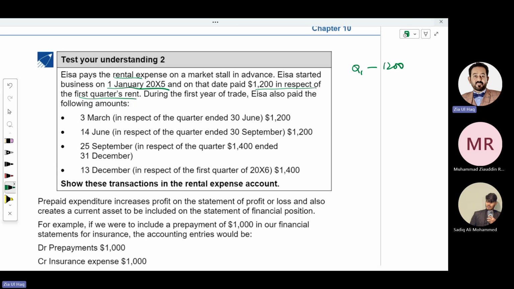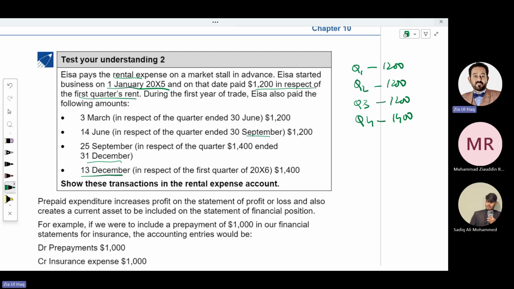3rd March he paid in respect of the quarter ending 30th June. April, May, June mean it's relating to quarter two. How much he paid? 1,200. And 14th June he paid in respect of the quarter ending 30th September. July, August, September mean for quarter three he has paid 1,200. 25th of September he paid in respect of quarter ending 31st December, mean for quarter four he has paid 1,400.